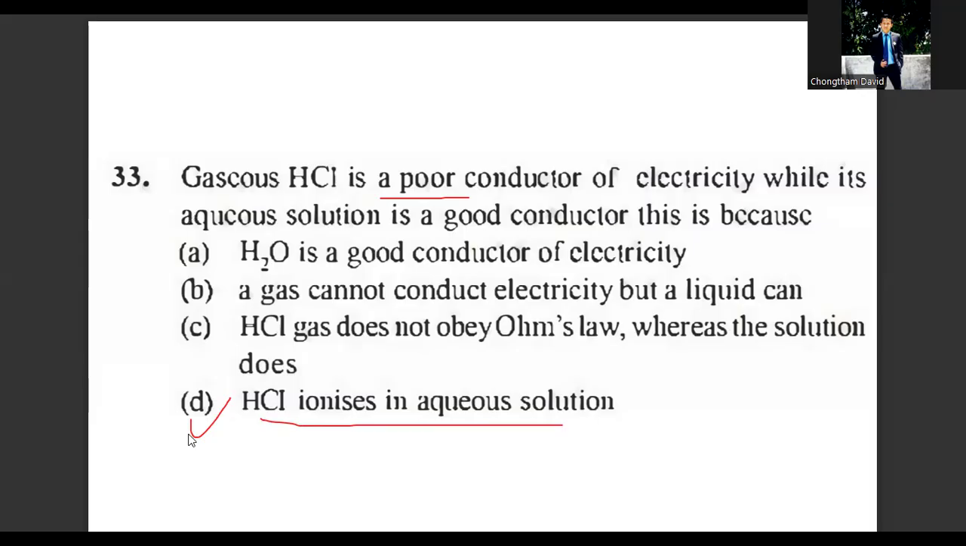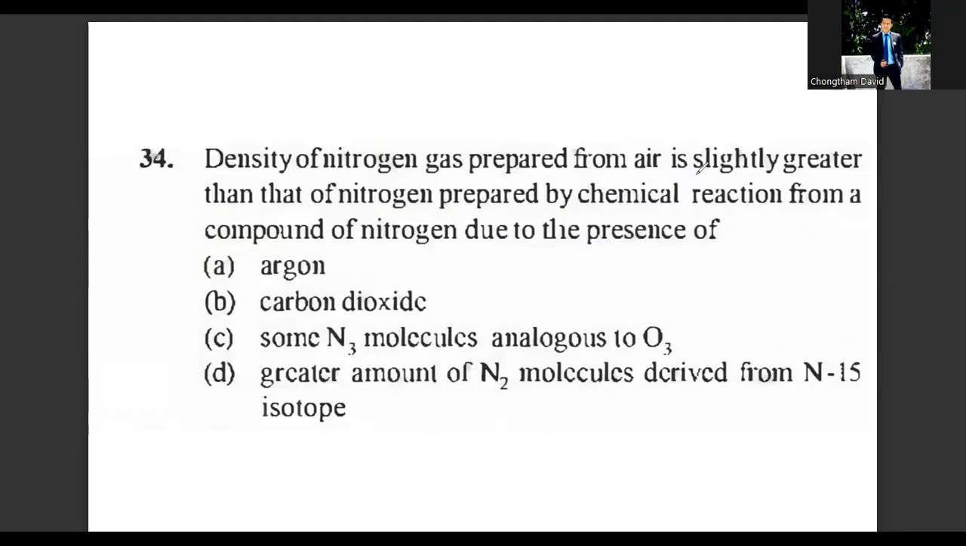Question number 34. Density of nitrogen gas prepared from air is slightly greater than that of nitrogen prepared by chemical reaction from a compound of nitrogen due to the presence of argon, carbon dioxide, some nitrogen N3 molecules analogous to ozone, or a greater amount of nitrogen molecules derived from N15 isotopes. Air contains a very small percentage of inert gas, mainly argon. The atomic mass of argon is 40, whereas the major component nitrogen is only 28. So A would be the answer to question number 34. Moving on to the next question.